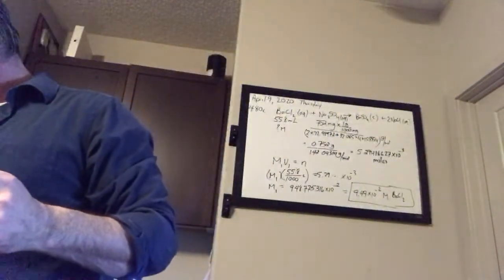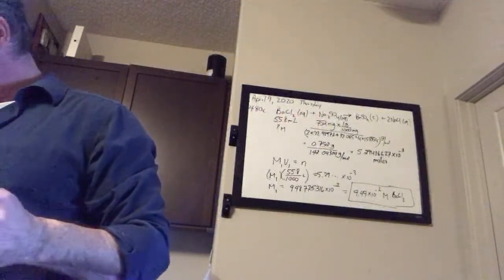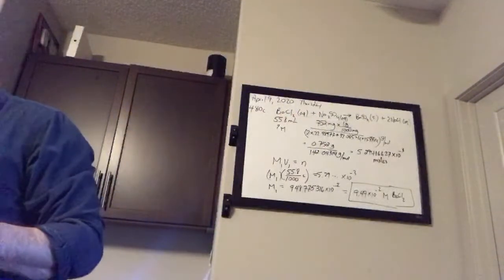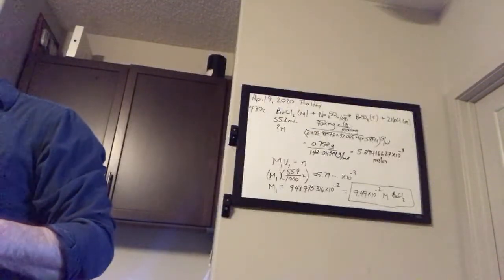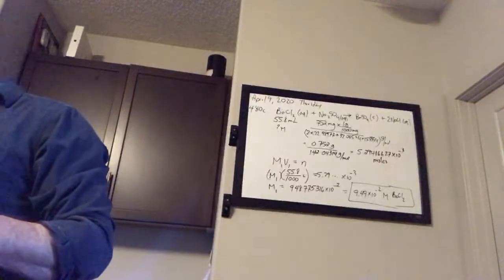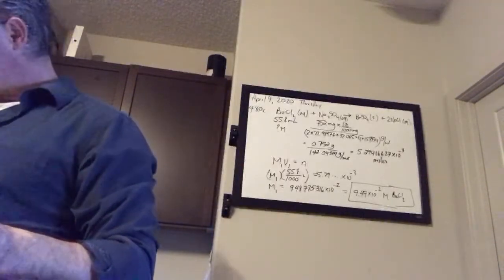Next is problem D. It says if 42.7 milliliters of 0.208 molar hydrochloric acid solution is needed to neutralize a solution of calcium hydroxide, how many grams of calcium hydroxide must be in the solution?